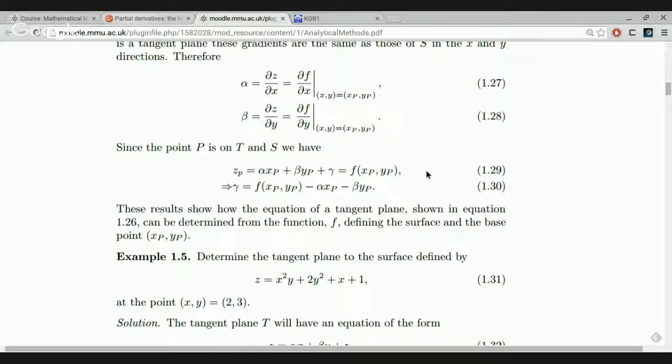So we've got f of xp, yp on the right-hand side, and we've got alpha xp plus beta yp plus gamma on the left-hand side. We just move the stuff around, and we end up with gamma is the value of the function at this point, the height of the point P, minus this combination of alpha and beta, which are the two derivatives of the function evaluated at the base point xp, yp, multiplied by the corresponding coordinate.